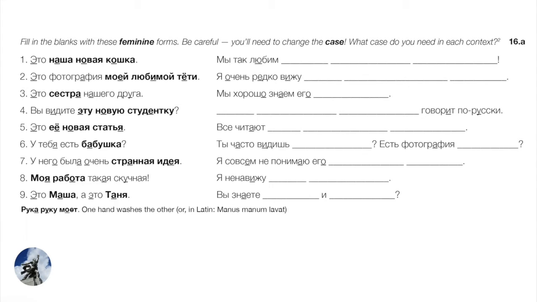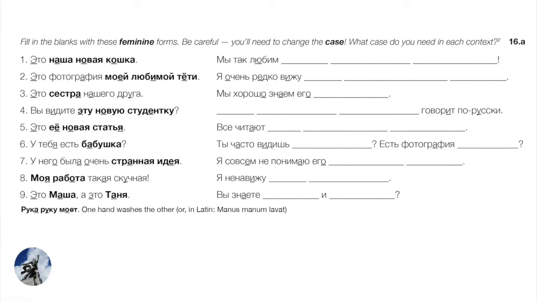Number five, «Это её новая статья». This is her new article. Okay, that's in the nominative. Okay, let's look at the second sentence. «Все читают blank». Everyone reads what, right? What are they reading? Okay, so we need an accusative. Я becomes ю. Now remember the её part is never going to change. That means her. Remember that's one of those words that never changes form. Все читают её новую статью. Everyone's reading her new article.